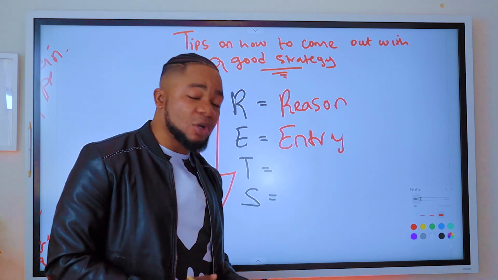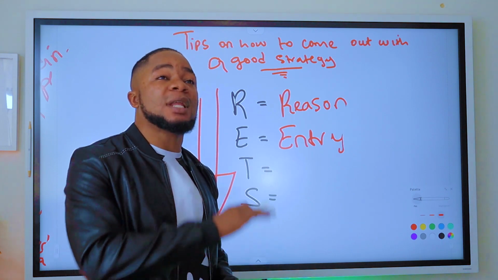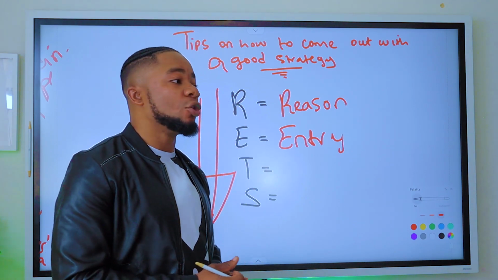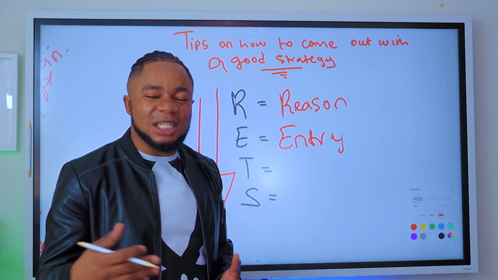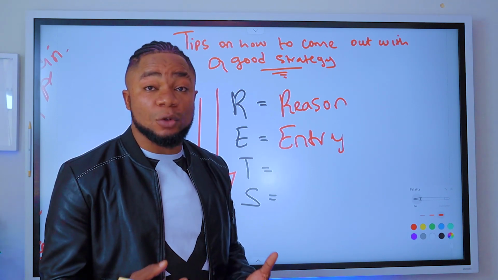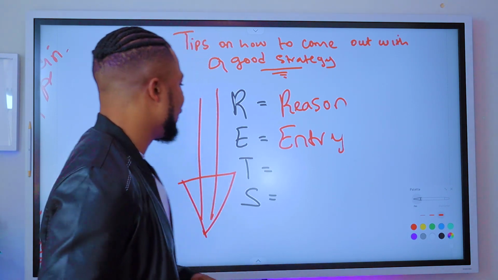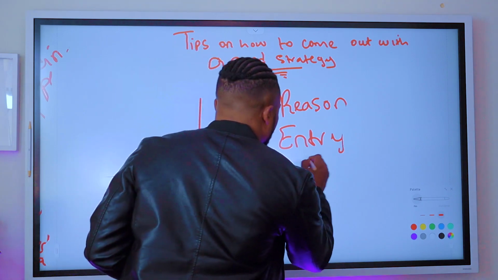Maybe for your entries you're going to buy at every support and sell at every resistance. Or you're going to use a buy stop or a sell stop before the news is released. That is your entry. You are already analyzing and looking for your entries before the news is even released. Then your T stands for your target.